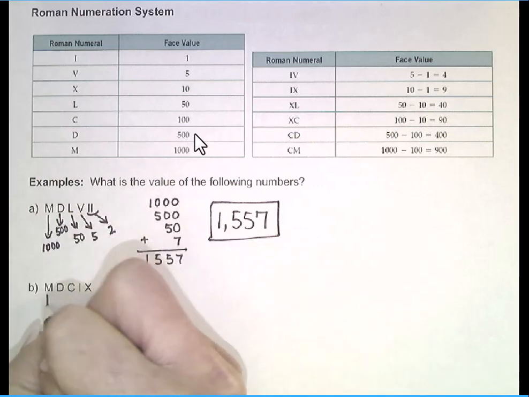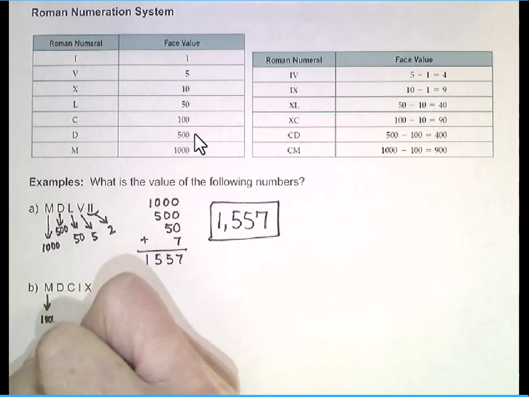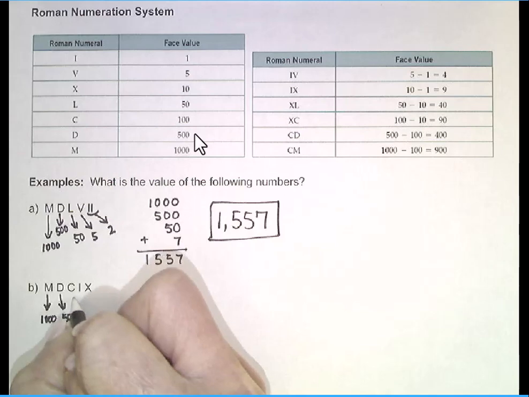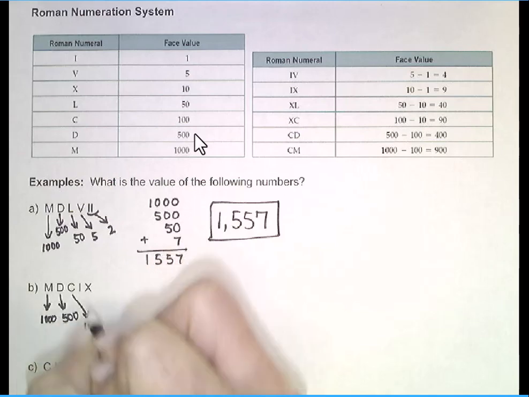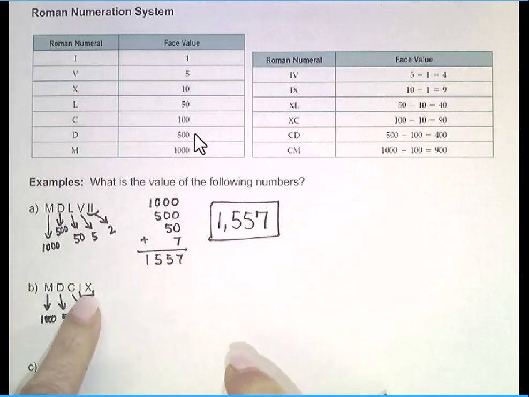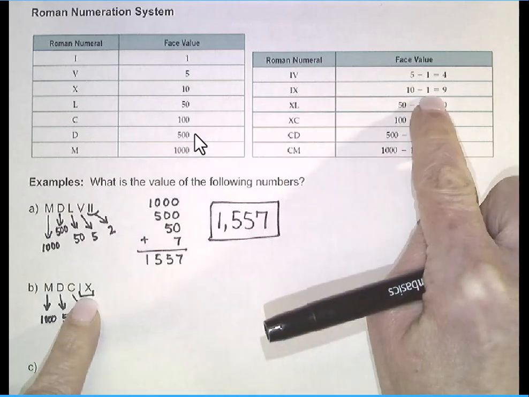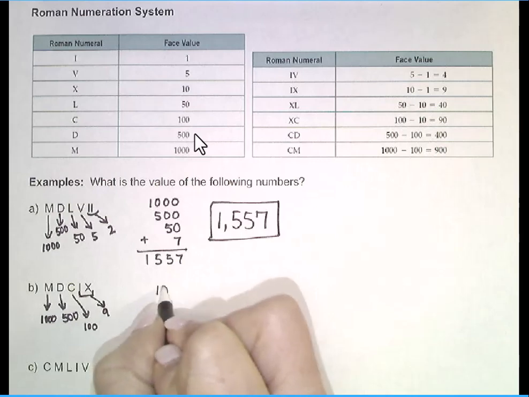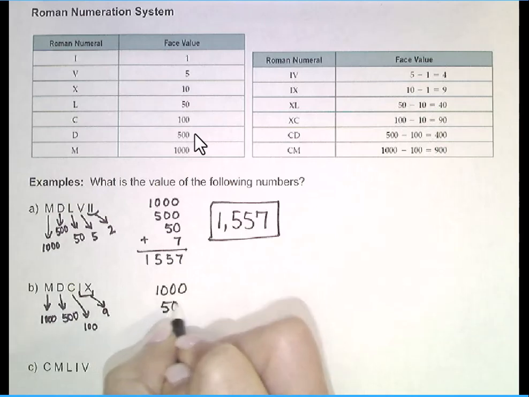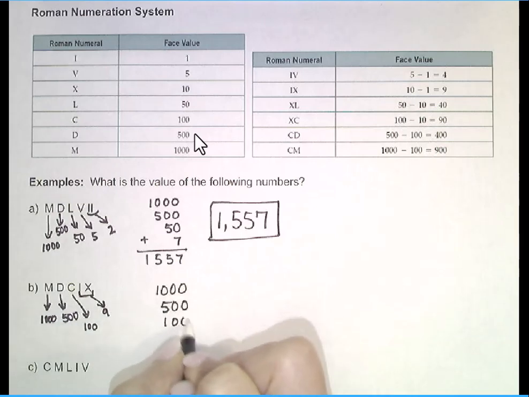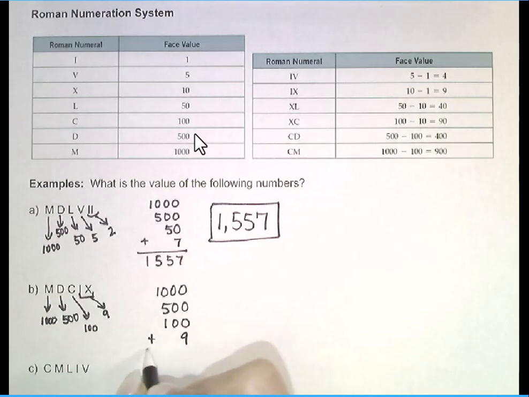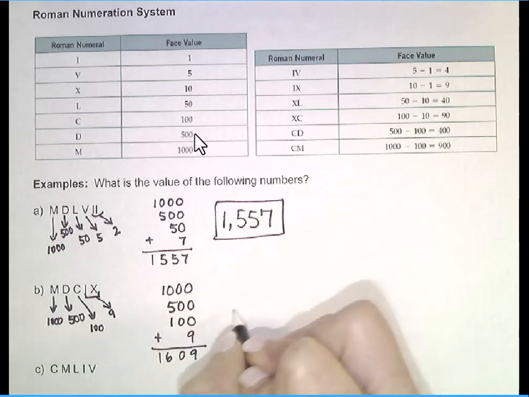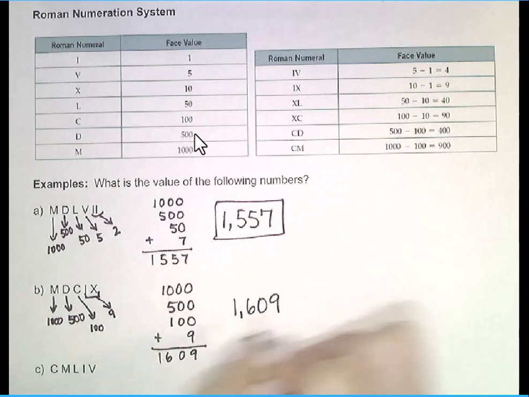How about the next one? This M is worth 1,000. The D is worth 500. The C is worth 100. And then right here, IX, that's one of those special ones. That's worth 9. So again, 1,000, 500, 100, and 9. 1,609.